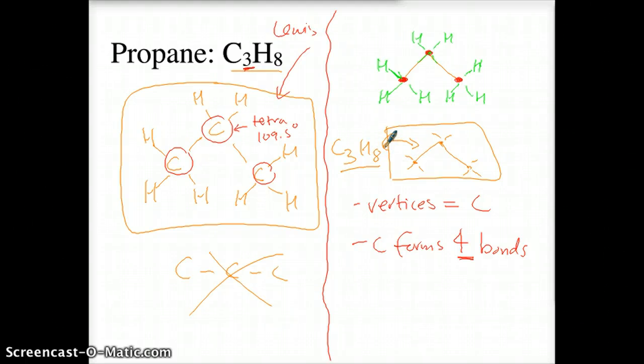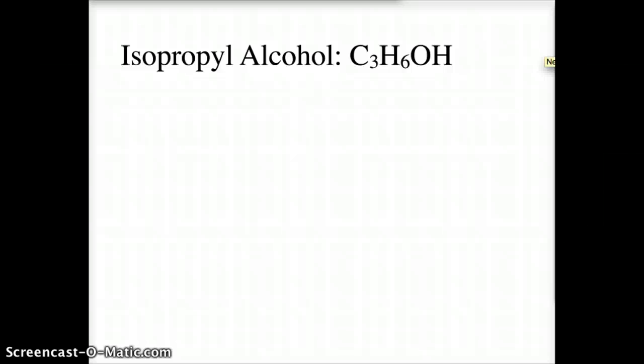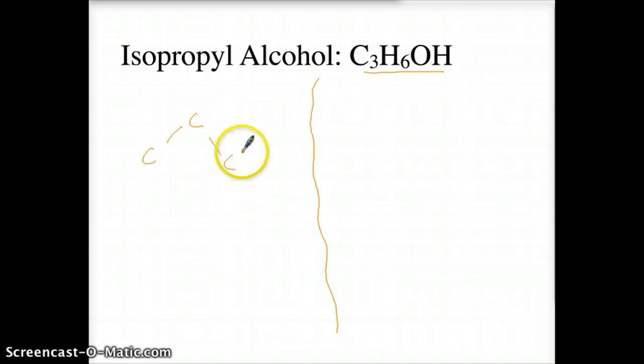Let's do a couple more examples. Isopropyl alcohol has the formula C3H6OH. So if we were to draw this as a typical Lewis structure, which is what we're used to seeing, it would look something like this. Okay?